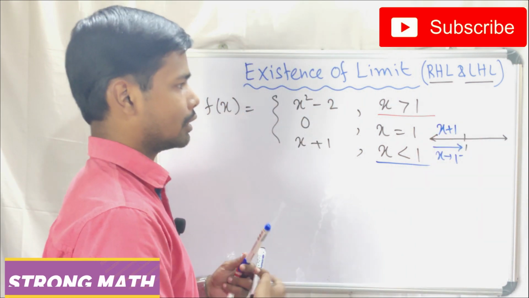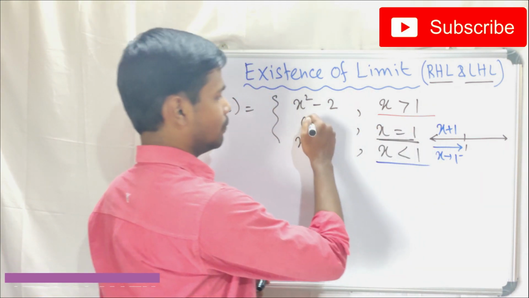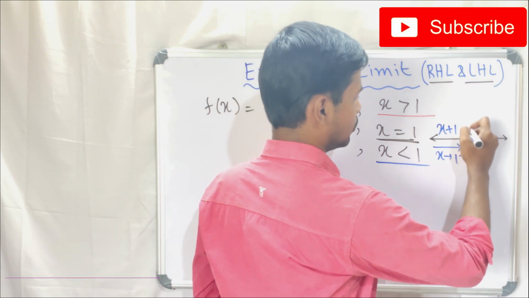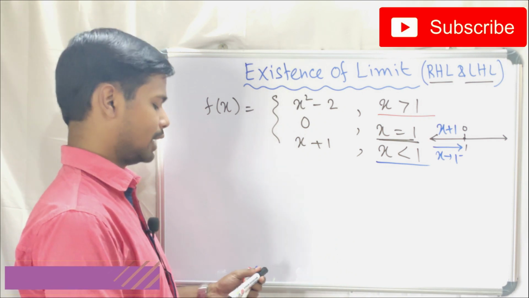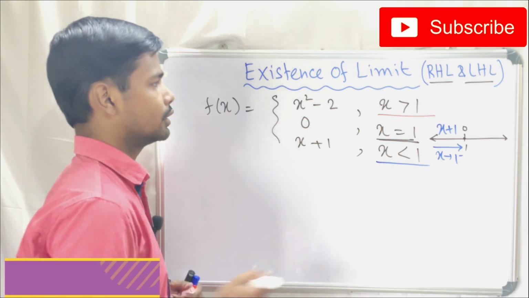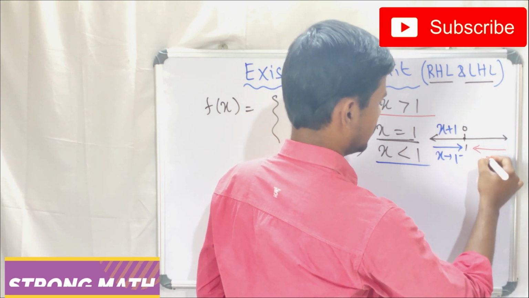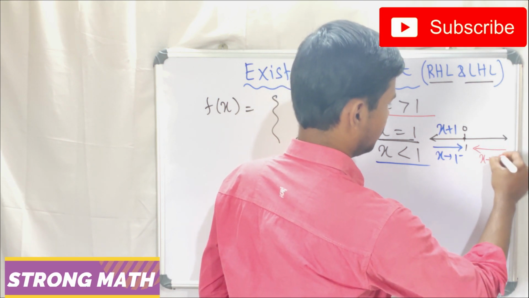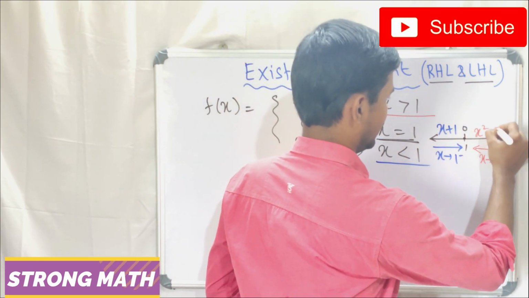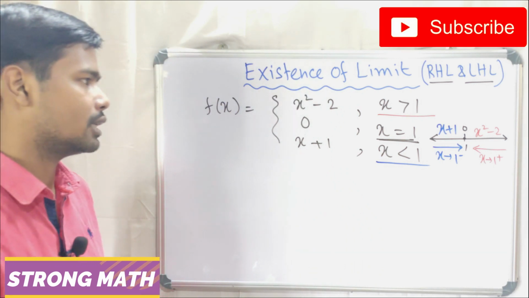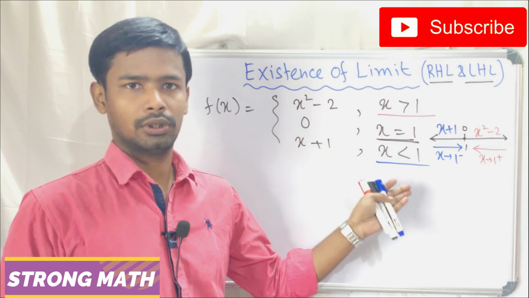Suppose at x equals 1 the value is 0. Now if we approach from the right hand side towards 1, the value is x square minus 2, and we denote it as x tends to 1 plus. So this is the rough sketch of the given function. You can easily take the values.